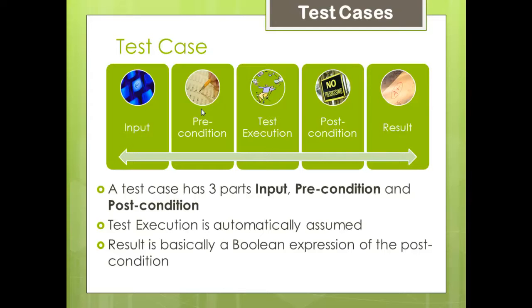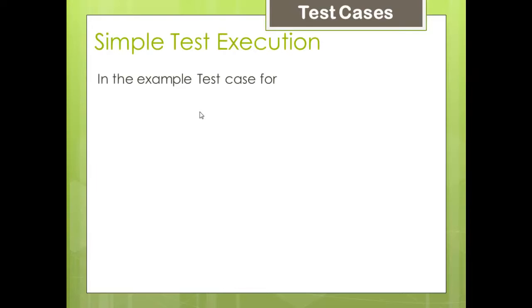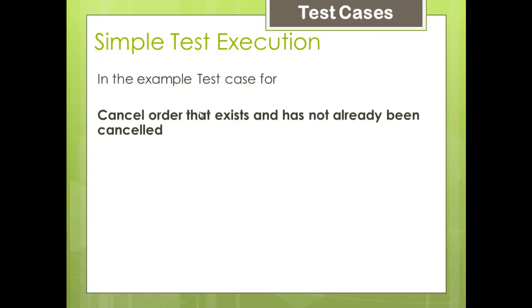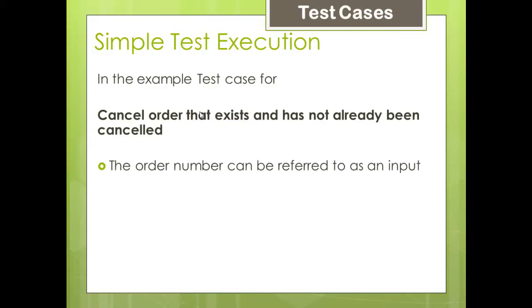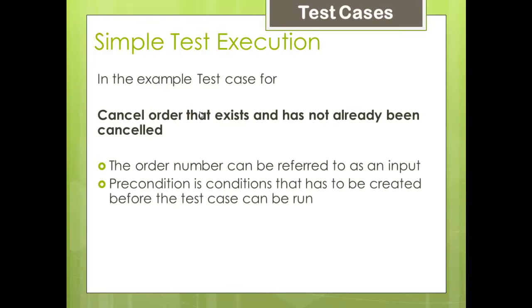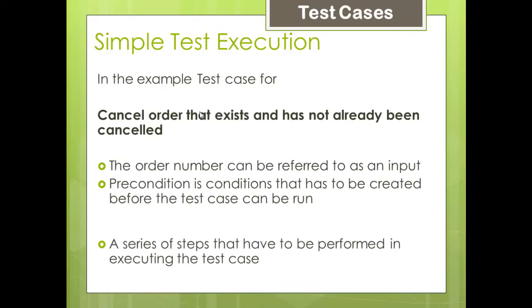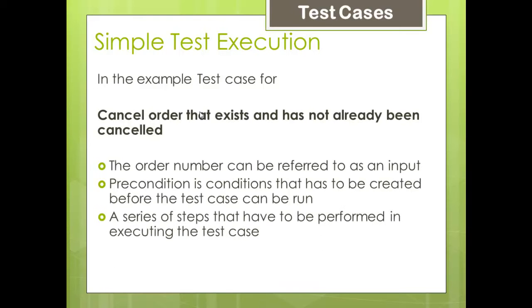And a result, meaning that after the postcondition, we validated all the conditions on the postcondition, and we'll give a Boolean expression, a true or false, to say whether the test case is passed. Okay? So if we were to create a simple test case for, again, cancel order, we might have order number referred to as input. We might have a precondition, things that have been created before the test can be run, a series of steps that have to be performed in executing the test case, our postcondition, and again our yes or no to see if the test is passed.